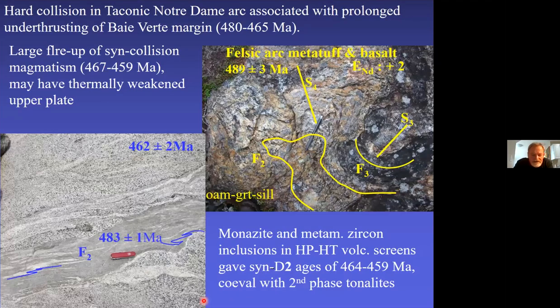However, if we look at the Notre Dame Arc, and I give you some samples here, it's a very different picture. The slide at the top right is a tuff, which is interlayered with pillow basalts. We dated the tuff, and it has an age of 489 plus or minus 3 million years, done by Vicky McNicoll at the GSC. The basalts are relatively juvenile and form part of the Lushs Bight oceanic tracts and arcs built on top of it.